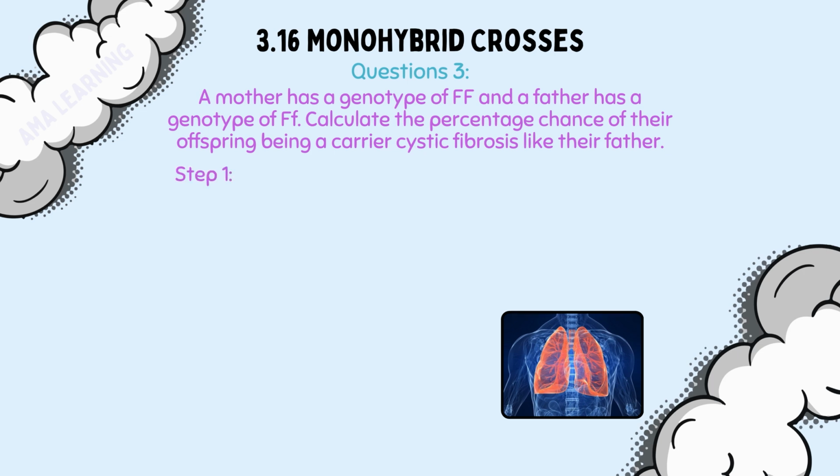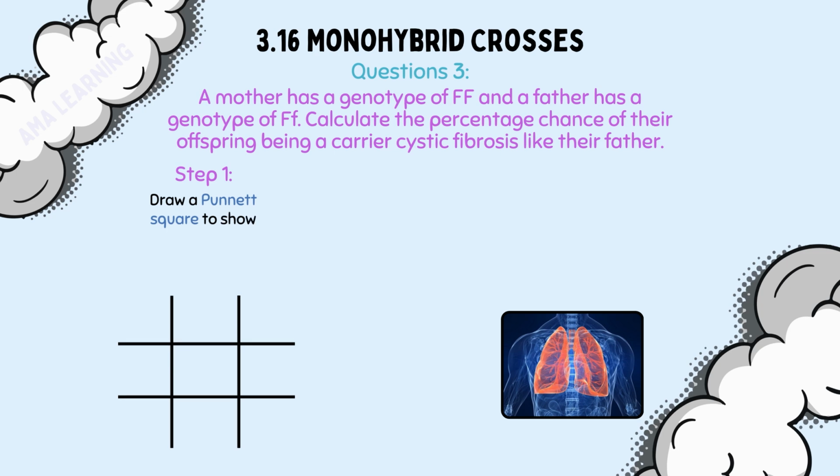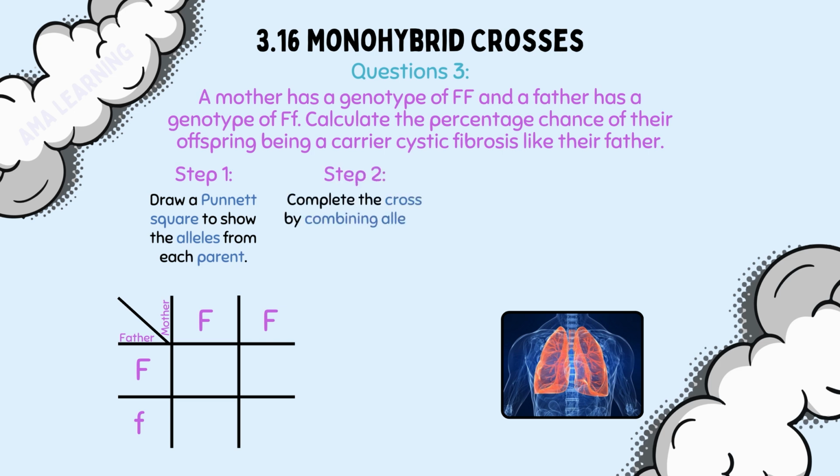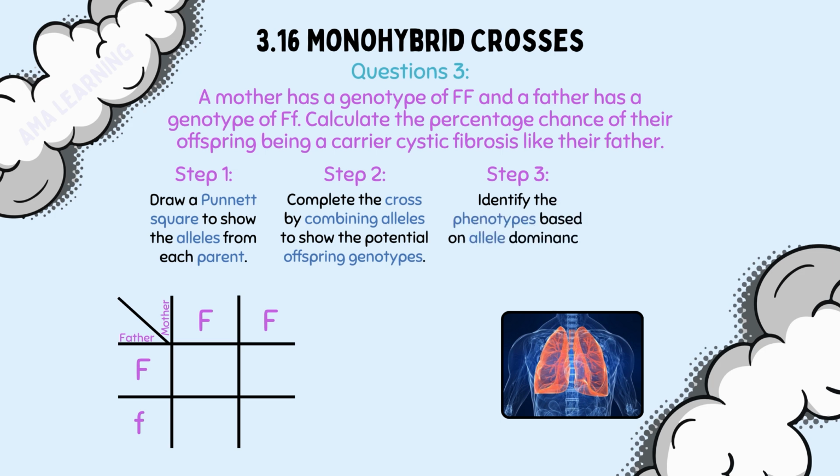Step 1. Draw a Punnett square to represent the alleles from each parent. The father is heterozygous for cystic fibrosis, capital F and lowercase f. The mother is homozygous dominant, two capital F's. Step 2. Complete the cross by combining the alleles to show the potential genotypes of the offspring. Step 3. Identify the resulting phenotypes, physical traits, based on the dominance or recessiveness of the alleles. The offspring are one of two possibilities.